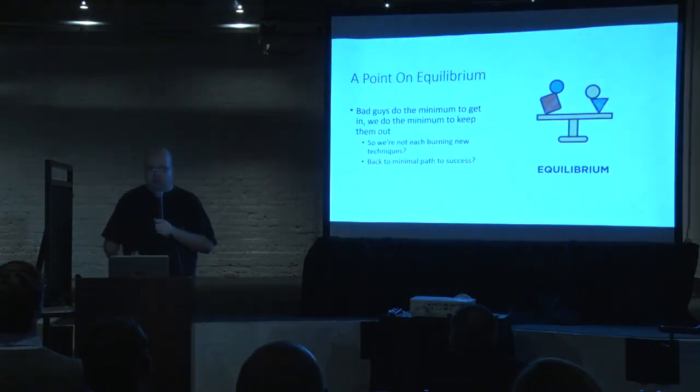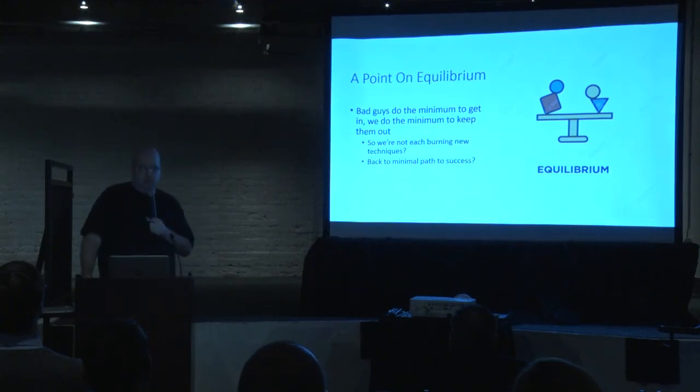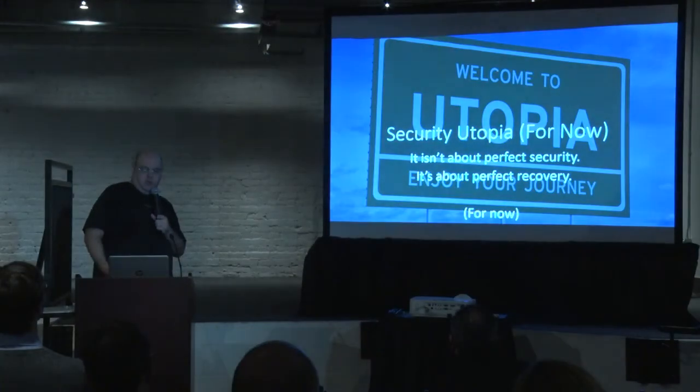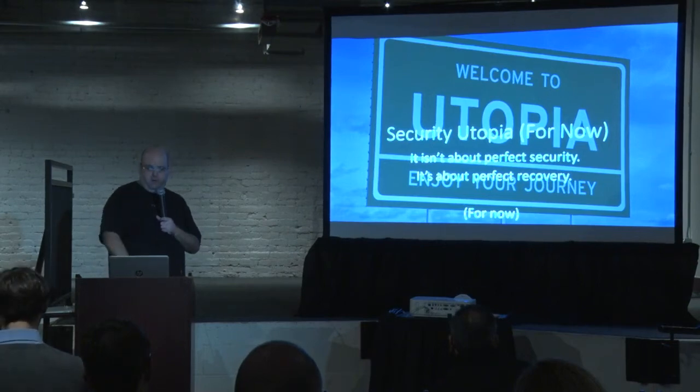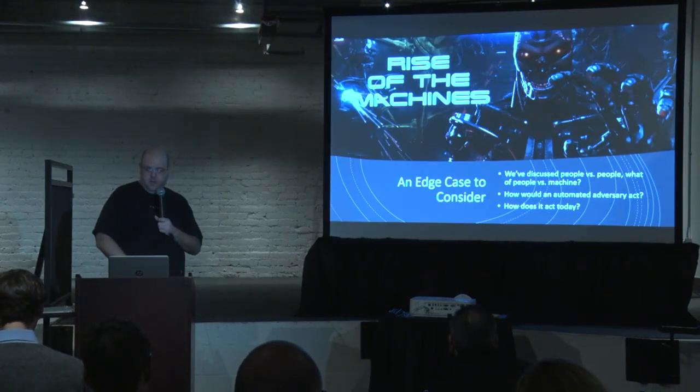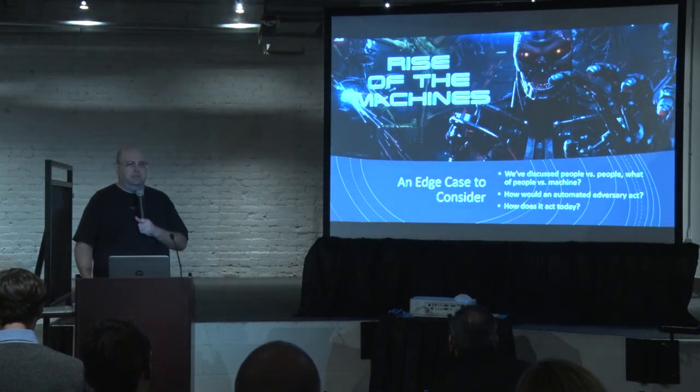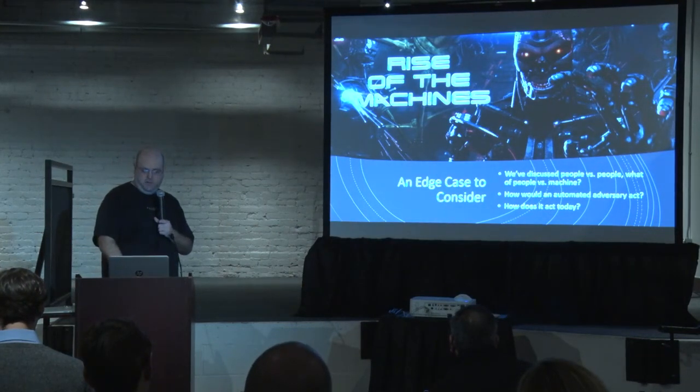So we have a point on equilibrium. Bad guys do the minimum to get in. We do the minimum to keep them out. So we're not burning through techniques because we were back to the minimal path or whatever it is. So security utopia for right now, I'm not talking about what it needs to be, isn't about perfect security, it's about perfect recovery in a way. And what happens when we start dealing with machines as opposed to people? How does that affect the whole situation?